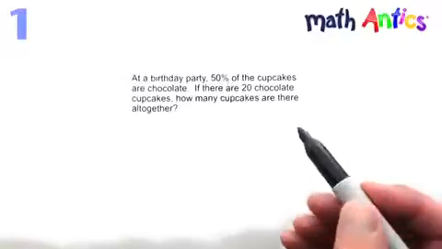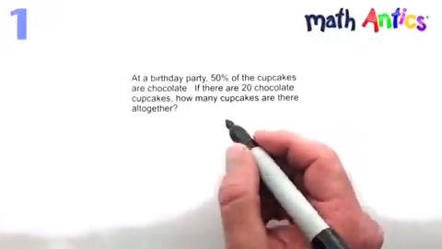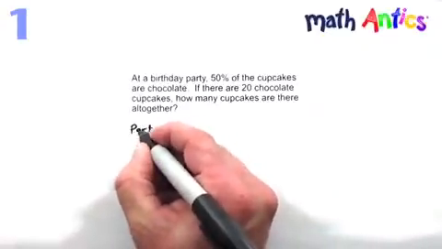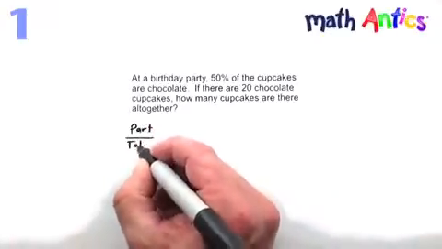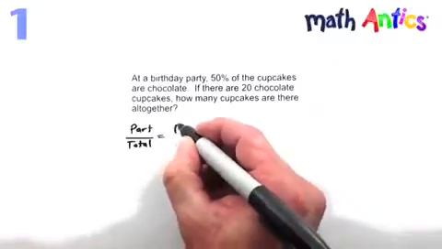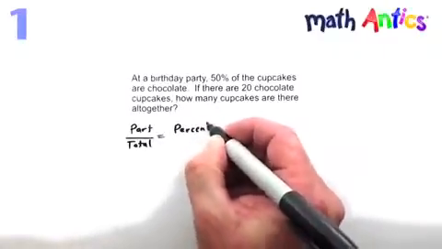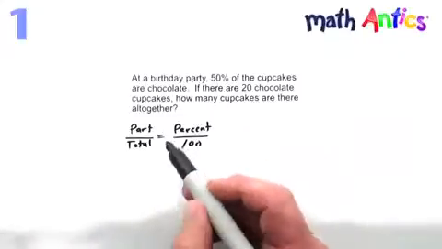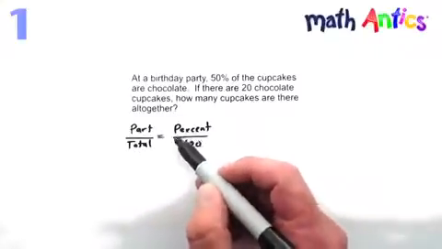Here's our percent. And we know that percents take the form of an equivalent fraction. They have a part over a total, and that's equal to a percent over 100, because that's what percent means, a fraction over 100. So these are the three numbers that could be missing.